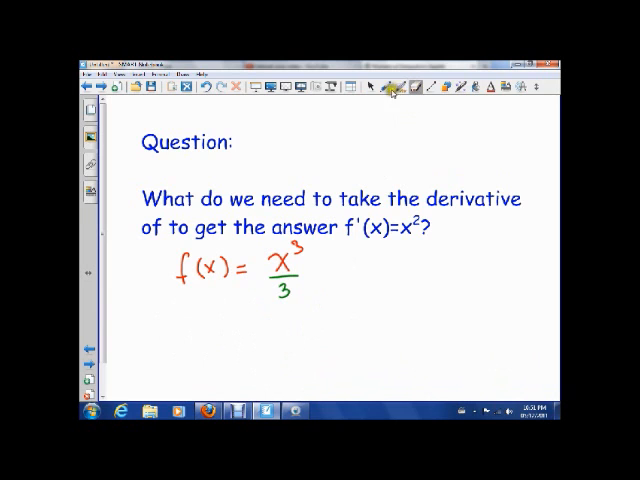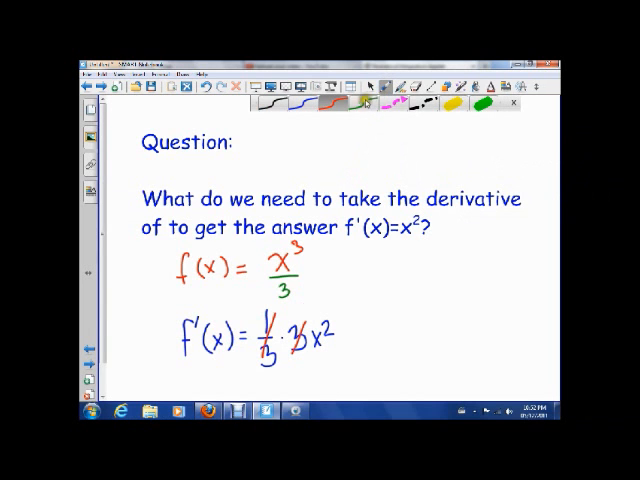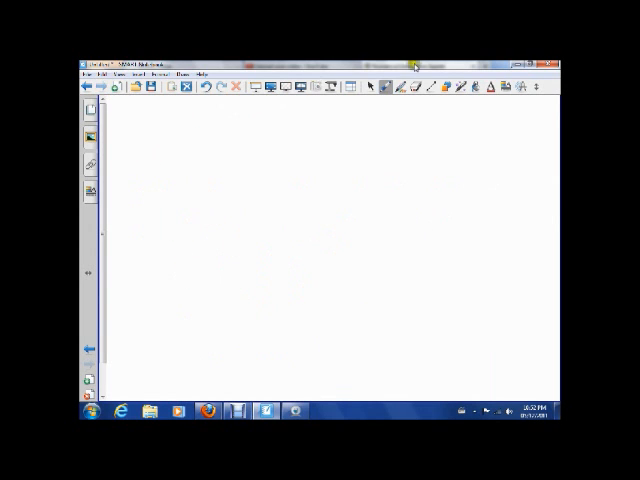And now let's try taking the derivative. So f prime x is equal to, so that 1/3 can come out, and then the derivative of x cubed is 3x squared. Well, the 1/3 and the 3 cancel out, and what we have is x squared. So what that means is that we had to increase the exponent by 1, but we also had to divide by something. Okay, so let's answer a few more questions now.